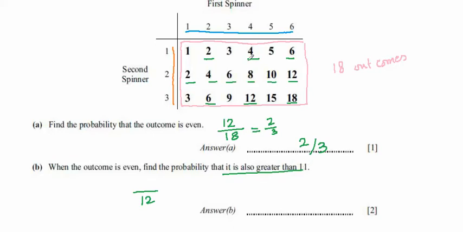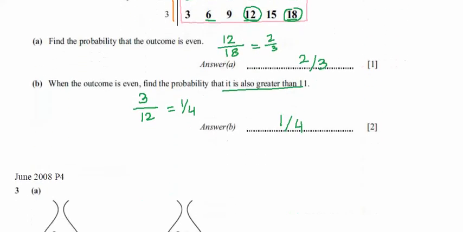So how many of these green numbers are greater than 11? Greater than 11 means not equal to 11, only greater than 11. So we have only this number greater than 11, this one and this one. So remember, we will take only from the even numbers, not from all the 18 outcomes. Okay, so it is 3 out of 12, which means 1 out of 4. So the answer will be 1 out of 4. Okay, so this is the solution of this.